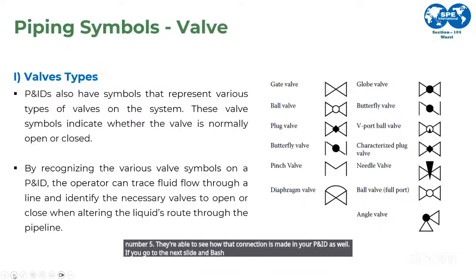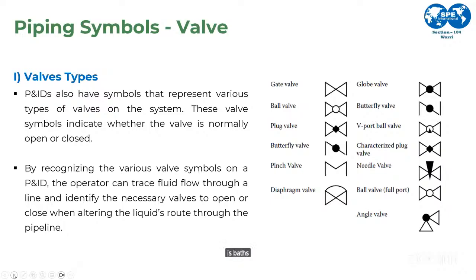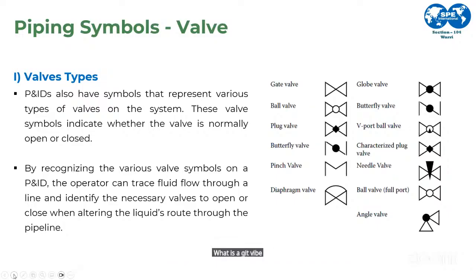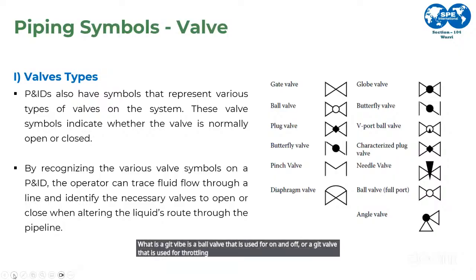If you go to the next slide, Bash. So one of the very important diagrams you're able to find on a P&ID is valves. And basically, valves help you to control flow in a pipeline, right? You can either open or close a valve, or partially obstruct the pathway, what is known as throttling. So the diagram on the right-hand side shows the different types of valves, whether it's a ball valve that is used for on and off, or a gate valve that is used for throttling. It's very important to study this so that just by looking at them, you're able to discern what they basically speak to.